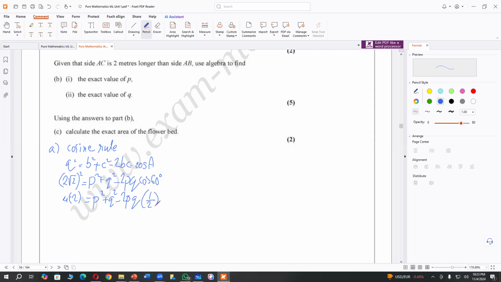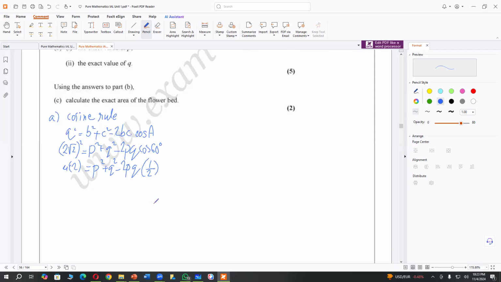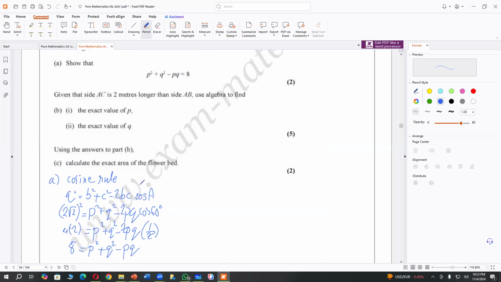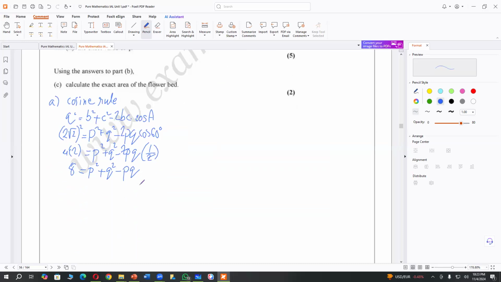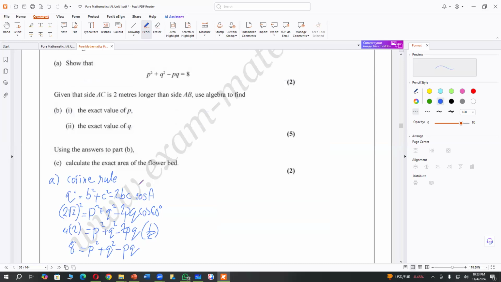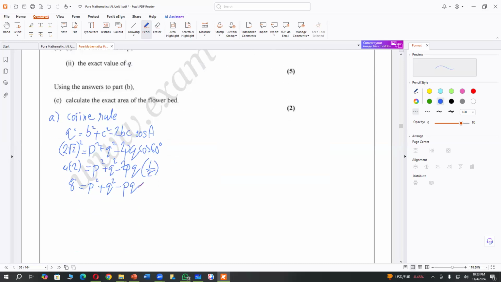Yeah. So we can cancel the 2. 4 into 2 is 8. P square plus Q square minus PQ. So this is the first part. We have proved that.